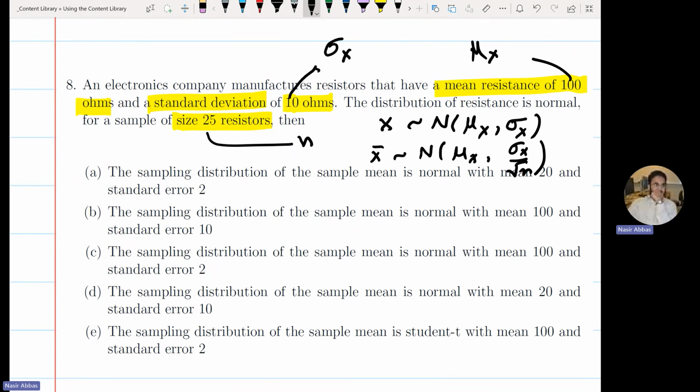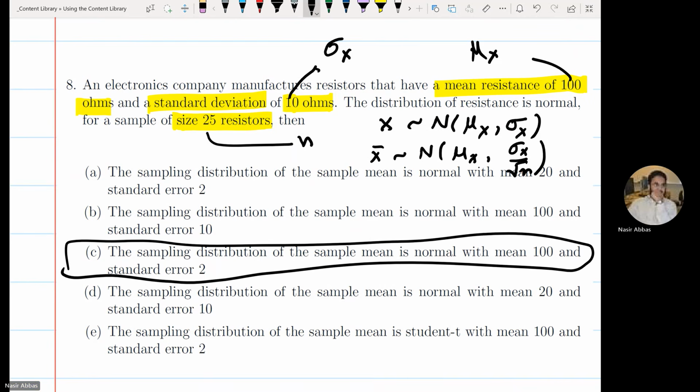So which one is correct? 100? C. So option C is correct. Why A is not correct? What is wrong with A? Mean is wrong. What is wrong with B? Standard deviation is wrong. What is wrong with D? Both are wrong. What is wrong with E? Distribution is wrong. It's not normal. The distribution should be normal.